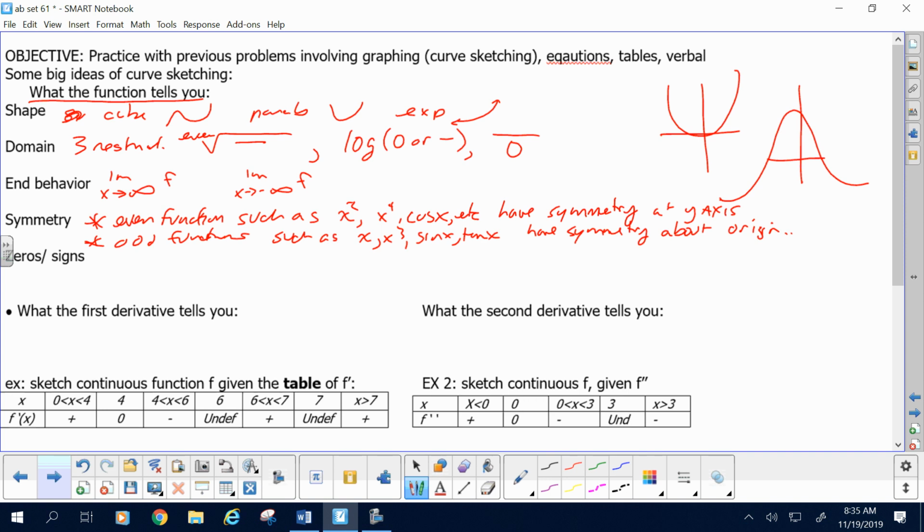Okay? All right. Zeros and signs, you know. Zeros tell you x-intercepts, and signs tell you above or below the axis. Cool. All right. Now that's all pre-calculus knowledge of what graphs look like. Let's talk some calculus knowledge.